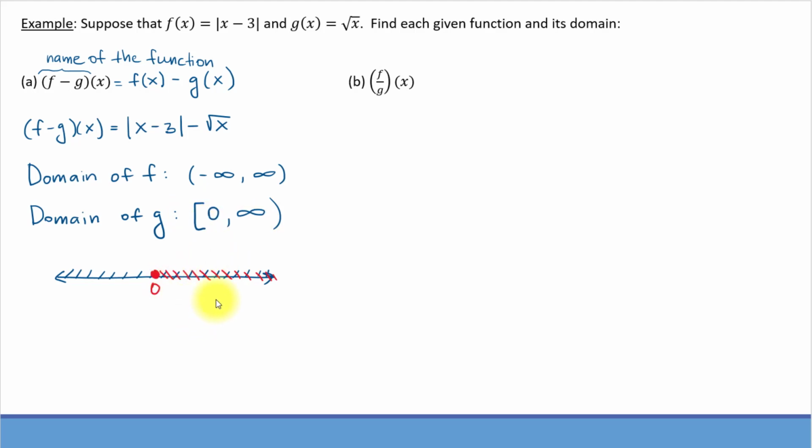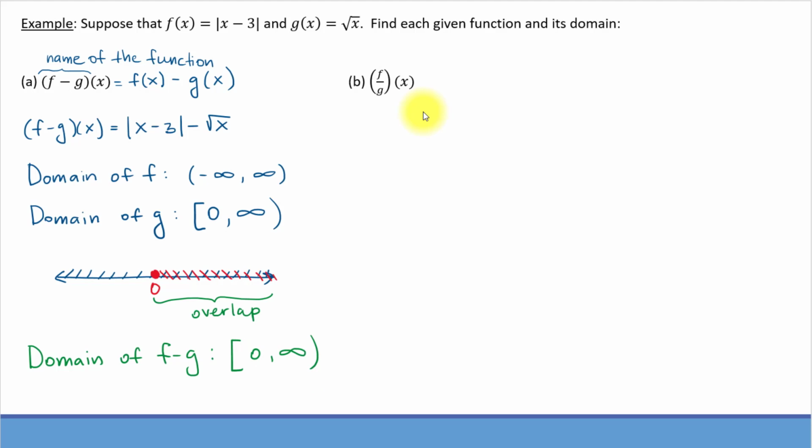Where do those two intervals overlap? In other words, where do I have both colors on the graph? Well, it's over here. It's the overlap, or we can also say the intersection of the two intervals. And that means that this will represent the domain of the function f minus g. So the domain of the function f minus g is the interval from 0 included, to infinity.